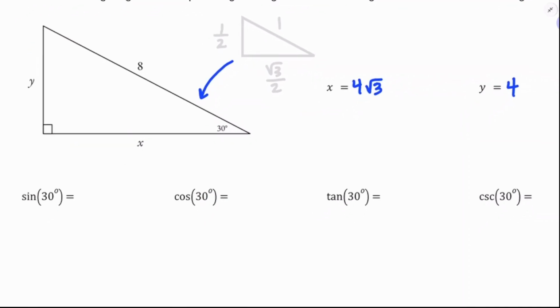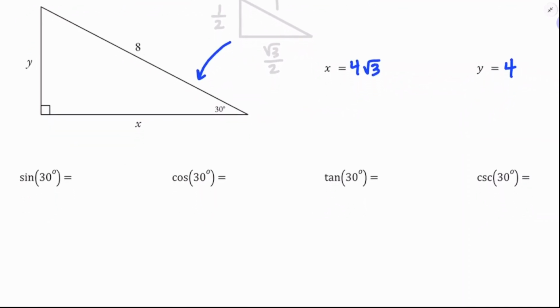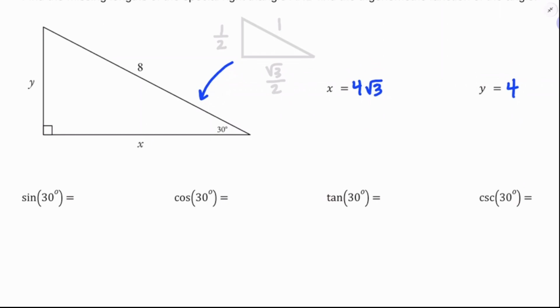Right. Now, sine of 30 degrees. I might as well just put these numbers in there: 4 root 3, 4, and 8. Perfect. Sine of 30 degrees is opposite over hypotenuse, 4 over 8, and that's going to equal 1/2. We do need to simplify that in this class. Cosine of 30 is going to be 4 root 3 divided by 8, and that's root 3 over 2, which is the exact same thing.